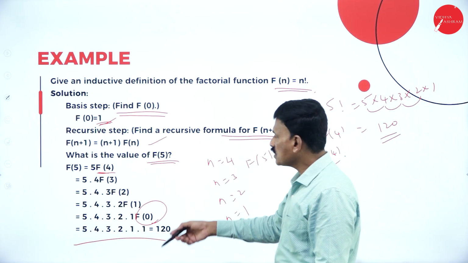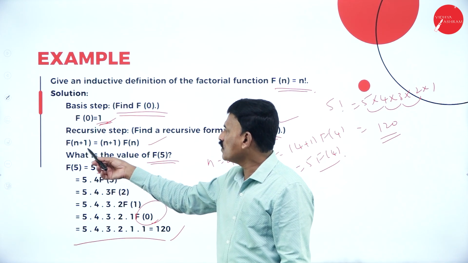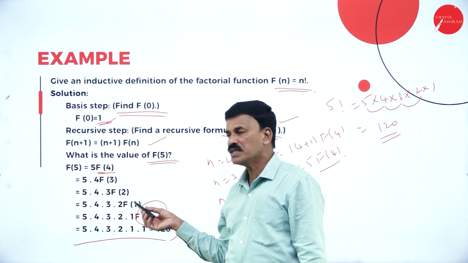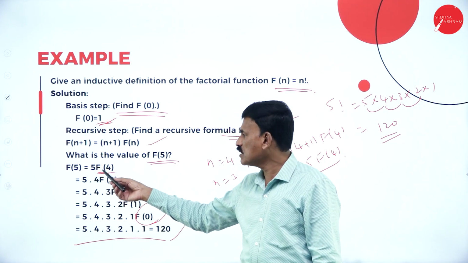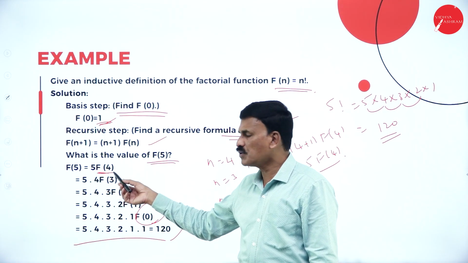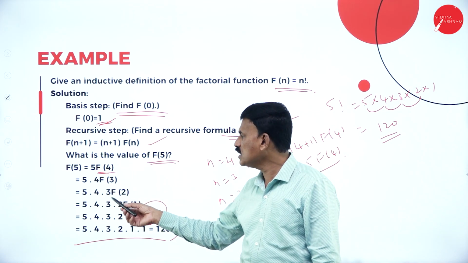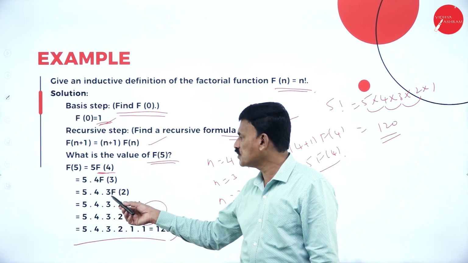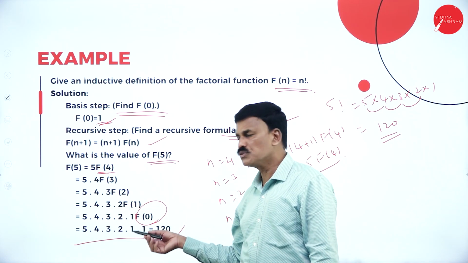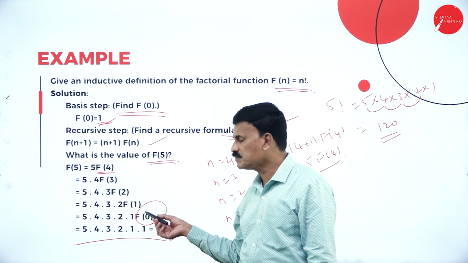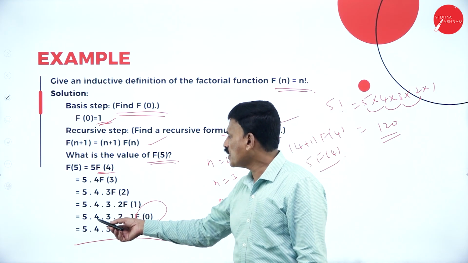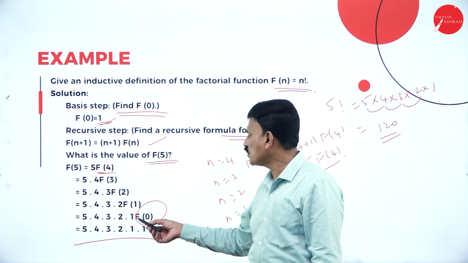So using the recursive definition, f of n plus 1 is equal to n plus 1 into f of n. So the value of f of 5 can be written as 5 times f of 4. 5 into f of 4 can be written as 4 times f of 3. f of 3 can also be written as 3 times f of 2, so 5 into 4 into 3 into f of 2. f of 2 can be written as 2 times f of 1. f of 1 can also be written as 1 into f of 0. So 5 into 4 into 3 into 2 into 1 into f of 0.